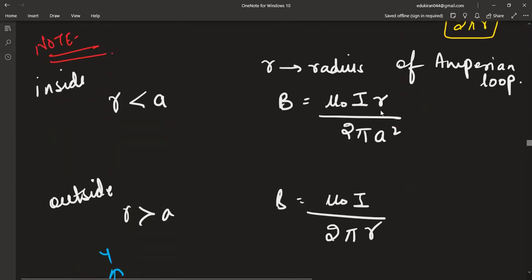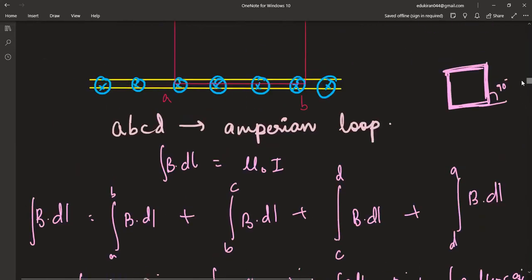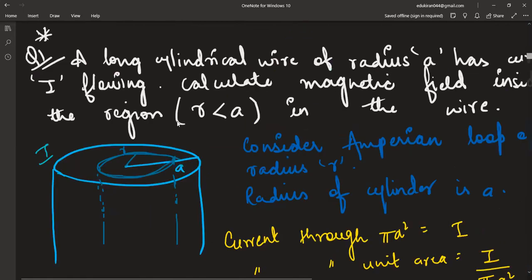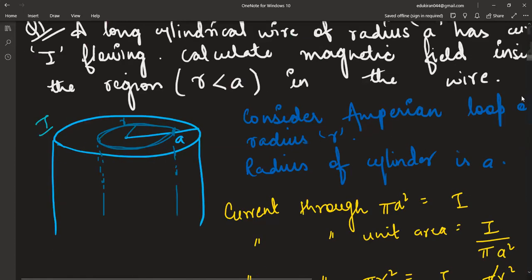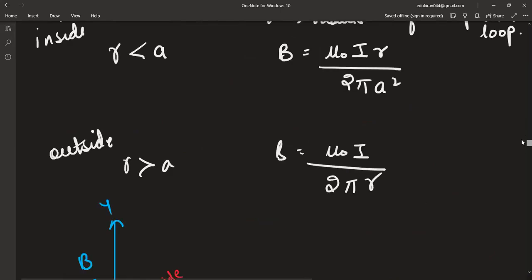Fine. Now see, when we are taking inside, this is the earlier question which we did in the last class. Remember, we had taken a point inside also, we had taken a point outside. This question I'm referring to, I told you this is a very important question.